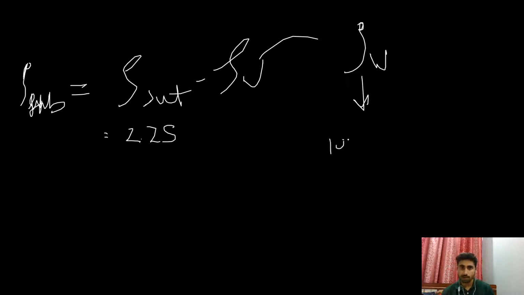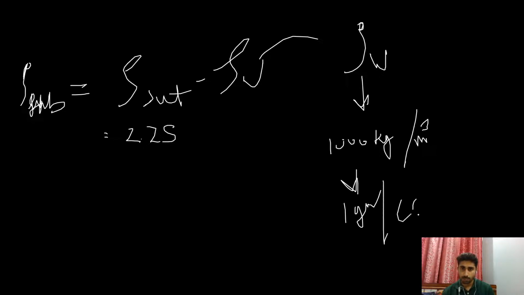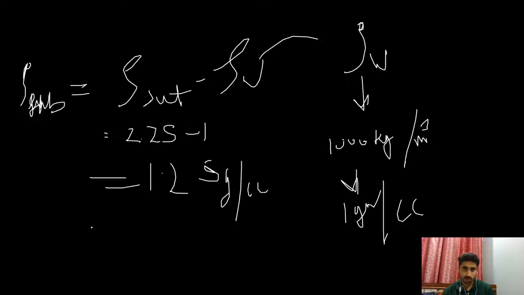It is 1000 kg per meter cube. When you convert this into gram per cubic centimeter, it is 1 gram per cubic centimeter. So 2.25 minus 1 will give 1.25 gram per cubic centimeter. This is our final solution.